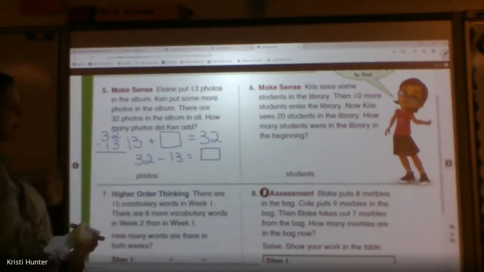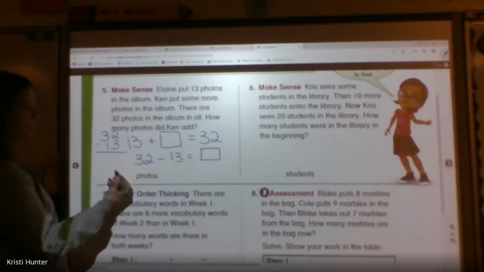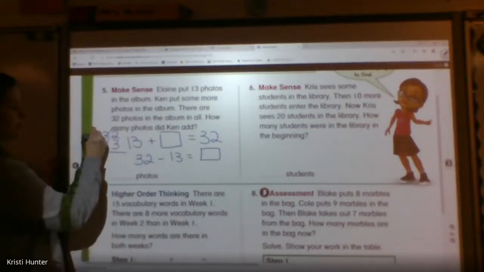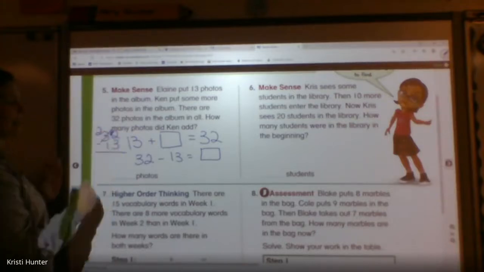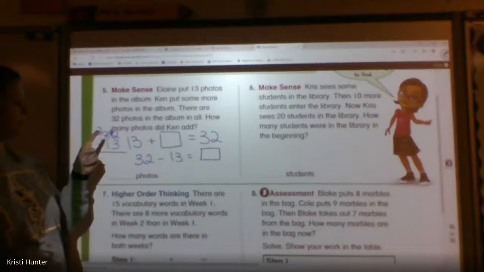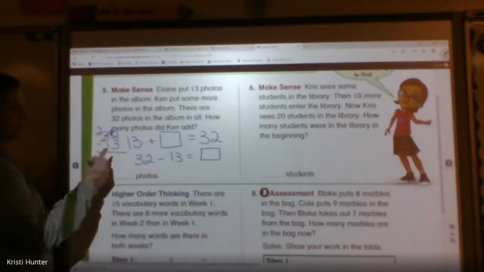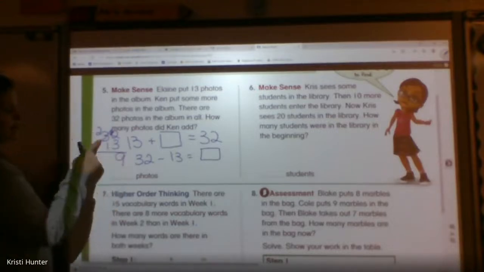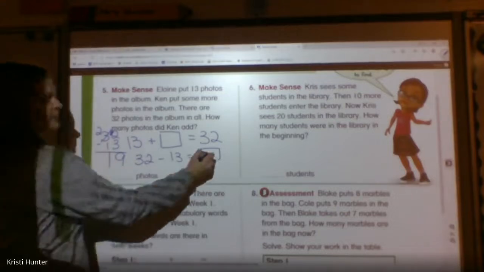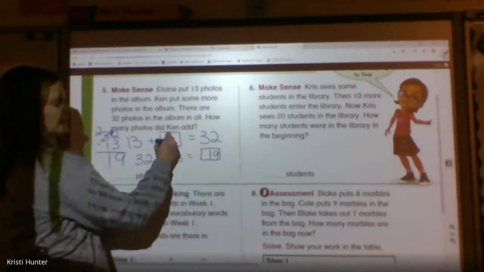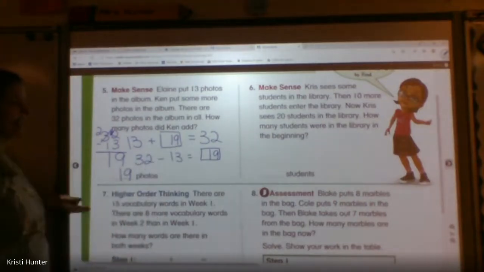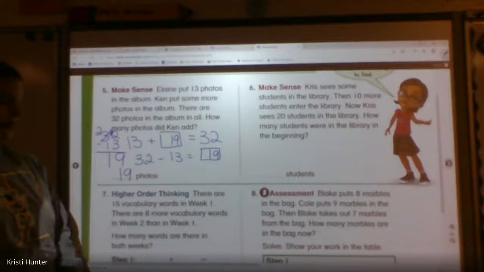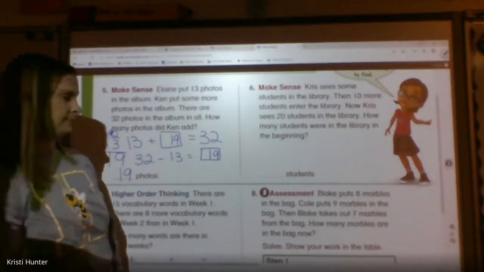2 minus 3. Well, I noticed the big number's on the bottom, so I'm going to borrow from next door. So my neighbor has 2 now, and I have 12. I have more on top, so no need to stop. 12 minus 3 is 9. 2 minus 1 is 1. That means my mystery number is 19, and also my answer. Ken put 19 photos into the photo album.